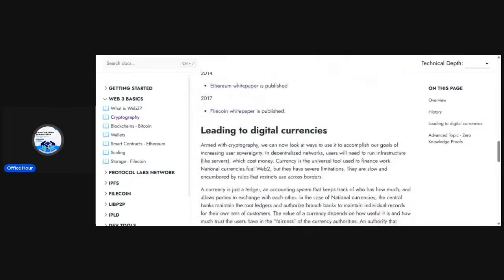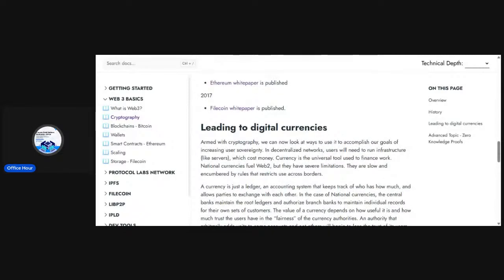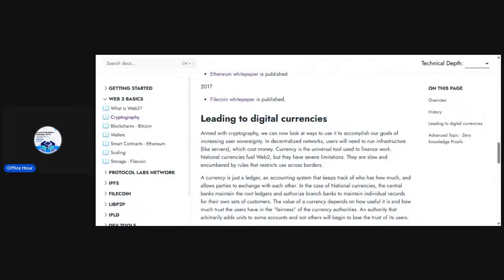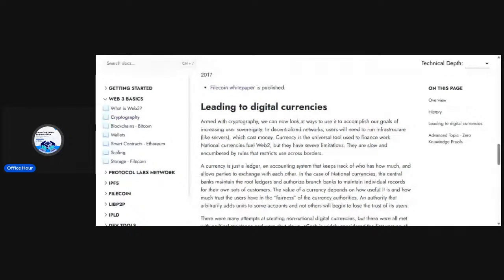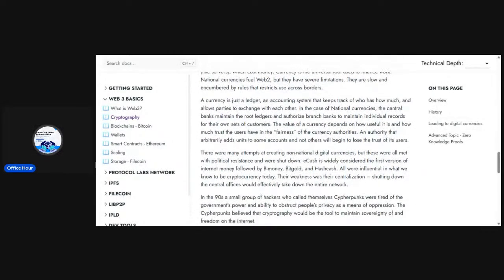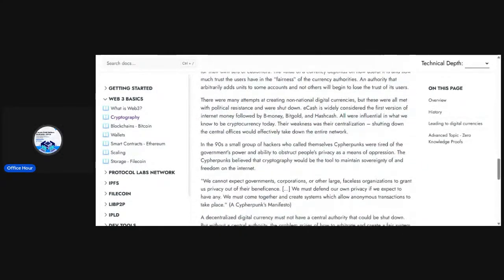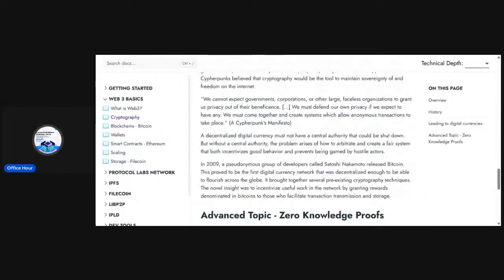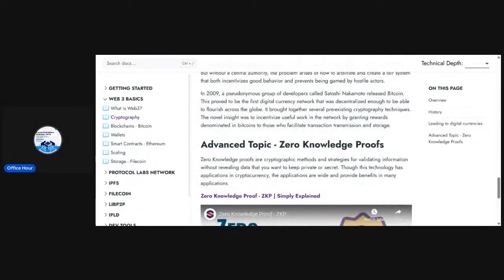With all this, and with cryptography, we can now look at ways to use it to accomplish our goals of increasing user sovereignty. That's why we as Africans need to take time, read these things and get inspired, and see how we could make something out of it in our peculiar world as well. So read much about this. I wouldn't want to go much into it. Try to really look at the Cypherpunk manifesto as well. Then you know about zero knowledge too.